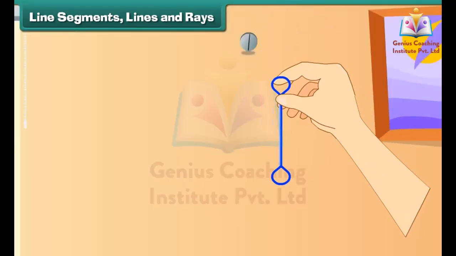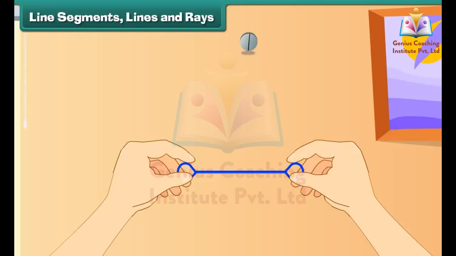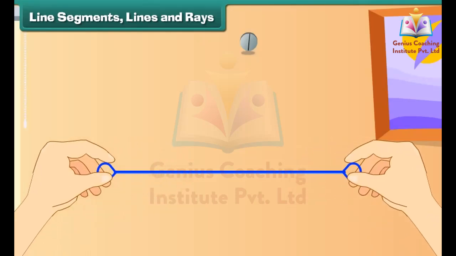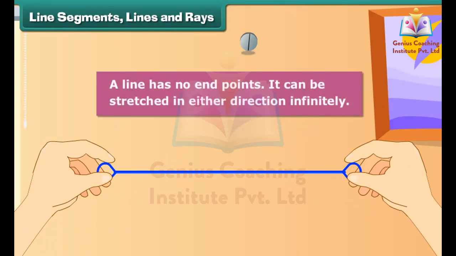Let us now remove the nail and stretch the rubber in other direction. We now have a line. A line has no end points. It can be stretched in either direction infinitely.